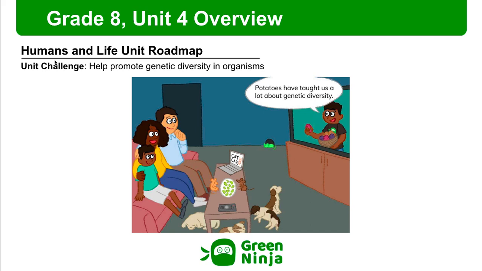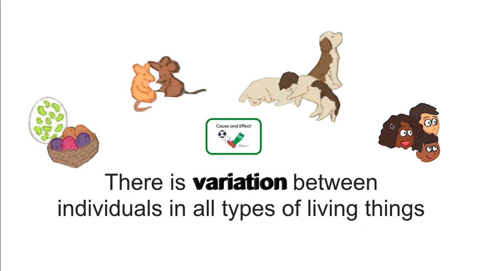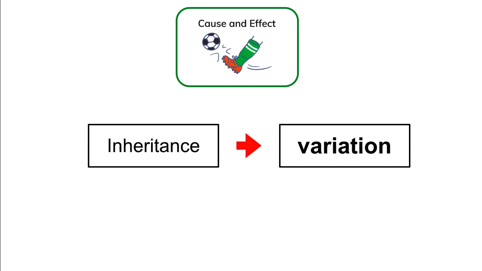Welcome to the Humans and Life Unit, a story all about what makes organisms look different. Now, there's variation between individuals in all types, plants and animals and people. But what causes these differences? In middle school, we're going to start to deepen students' vision of cause and effect relationships.